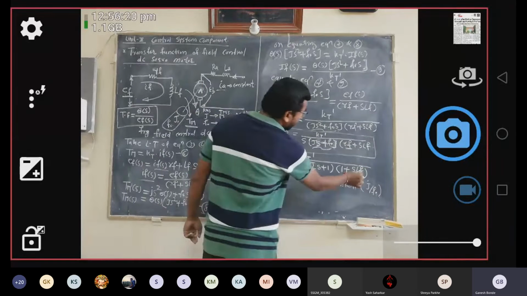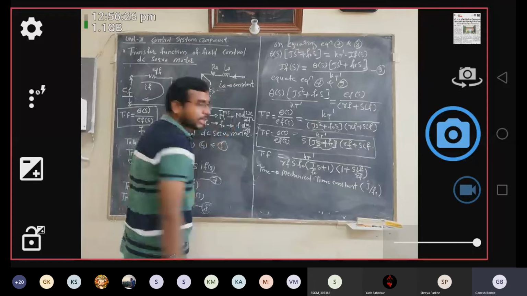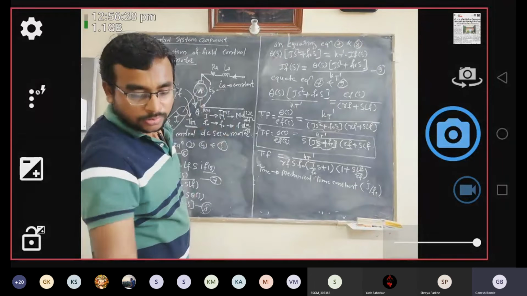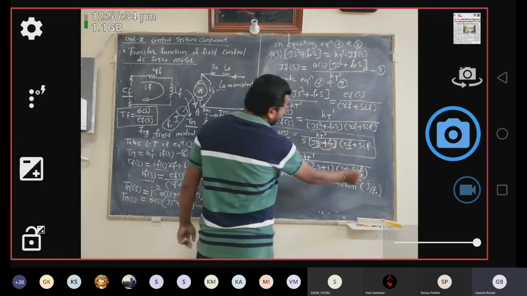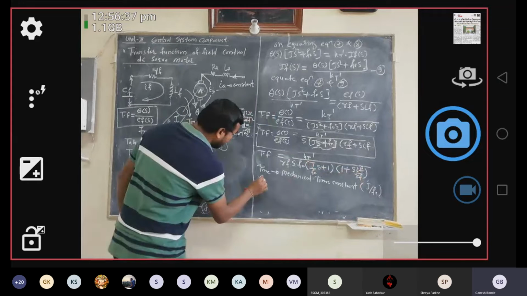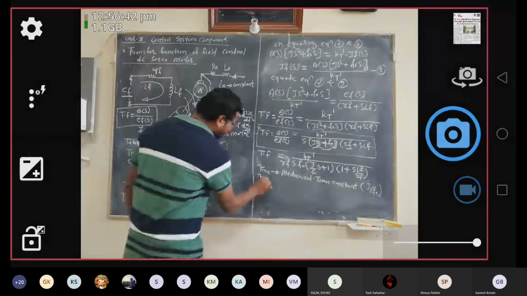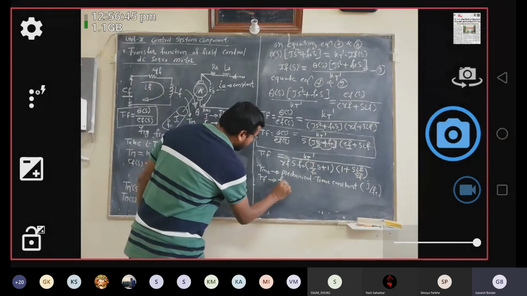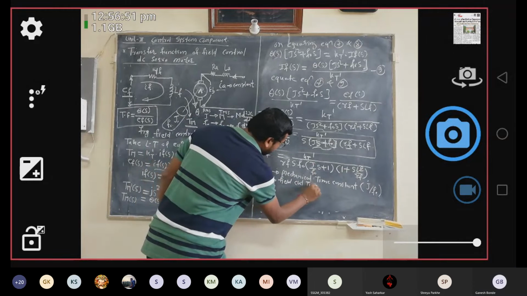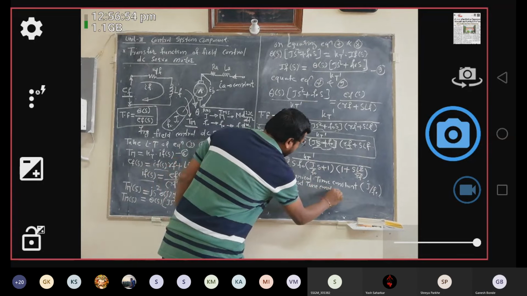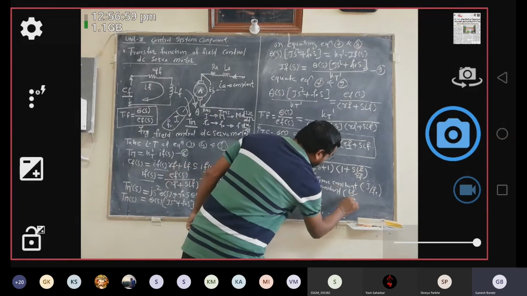Then the second time constant, we can define as the ratio of LF by RF. We may call it the field circuit time constant, because both quantities are of the field circuit. Therefore you may use the notation tau F. Tau F is the field circuit time constant. It is given by LF upon RF.